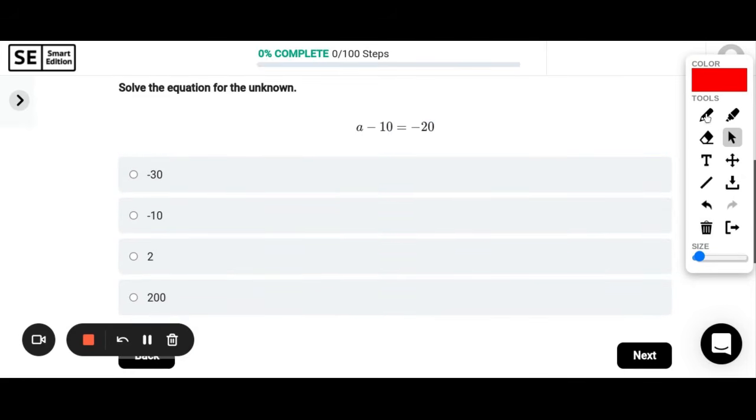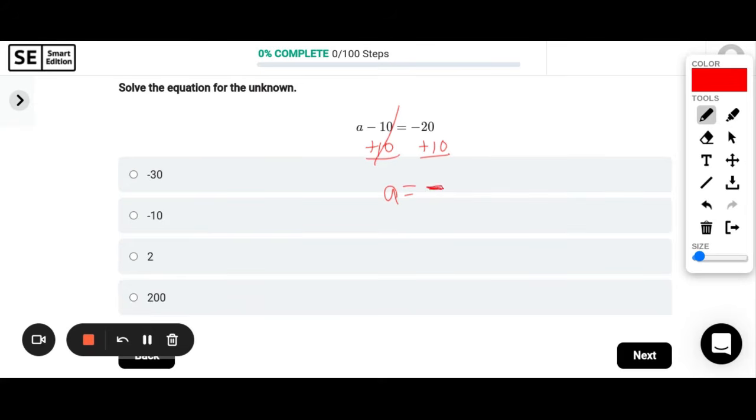Solve the equation for the unknown. Okay, another one, we did something similar to this before. Feel free to go ahead and try it on your own, but I'm going to get started. To get a by itself, we need to add 10 to both sides. Negative 10 plus 10 will cancel out, and I will get a equals, now negative 20 plus 10.